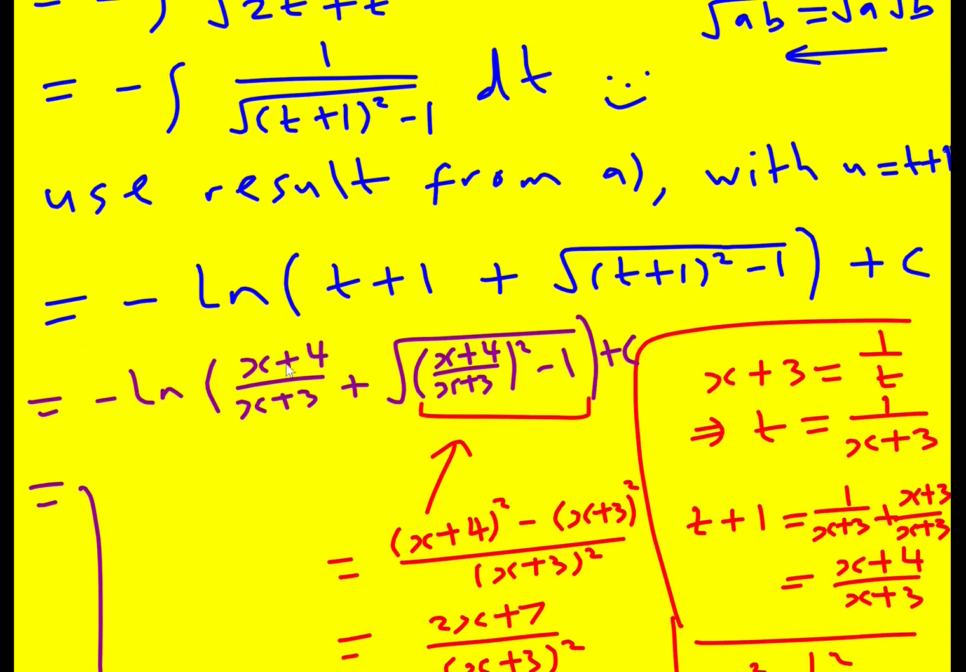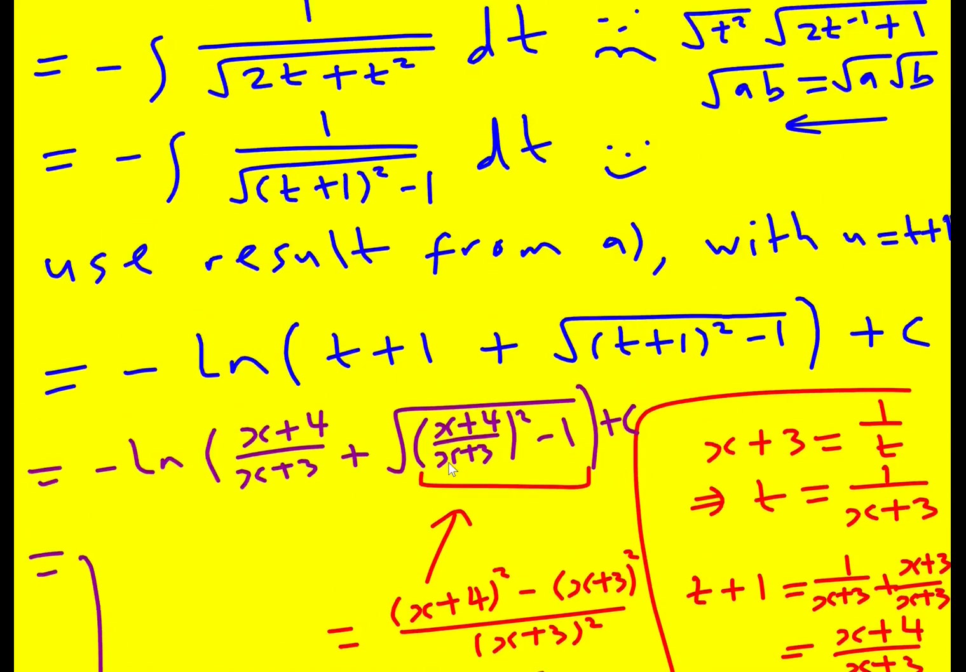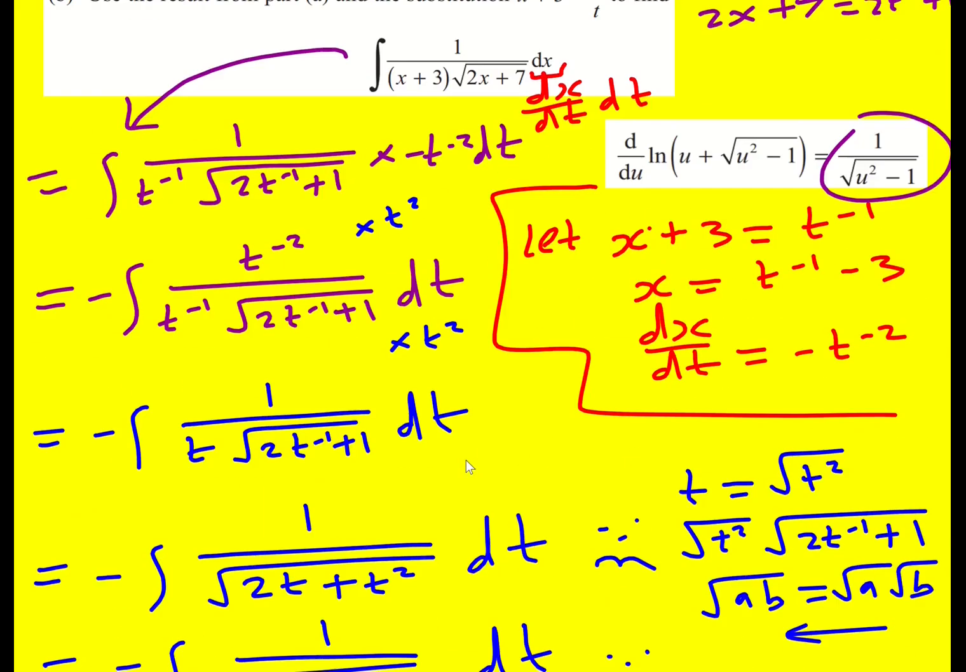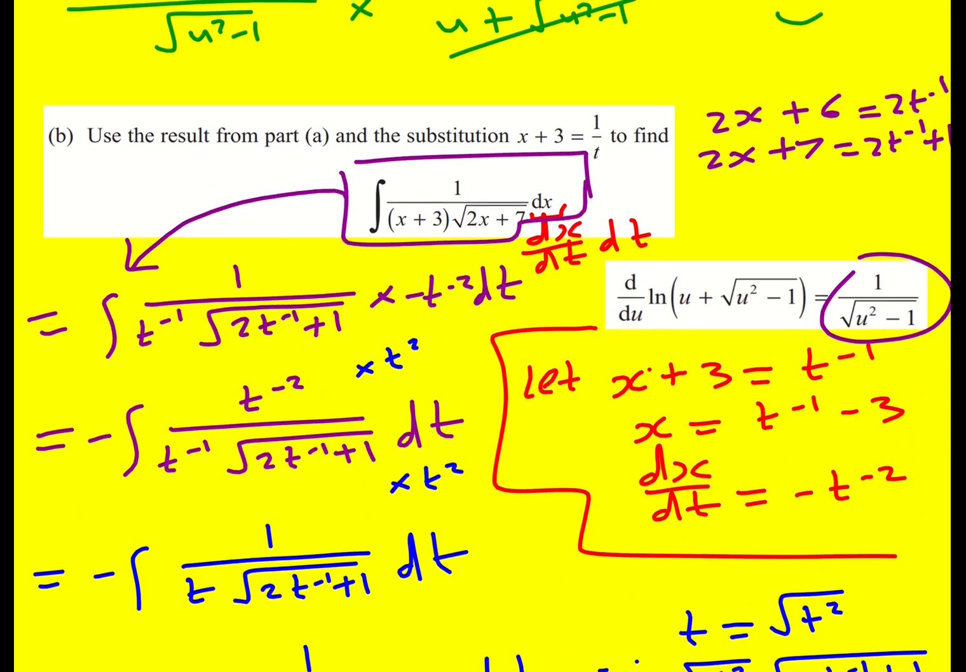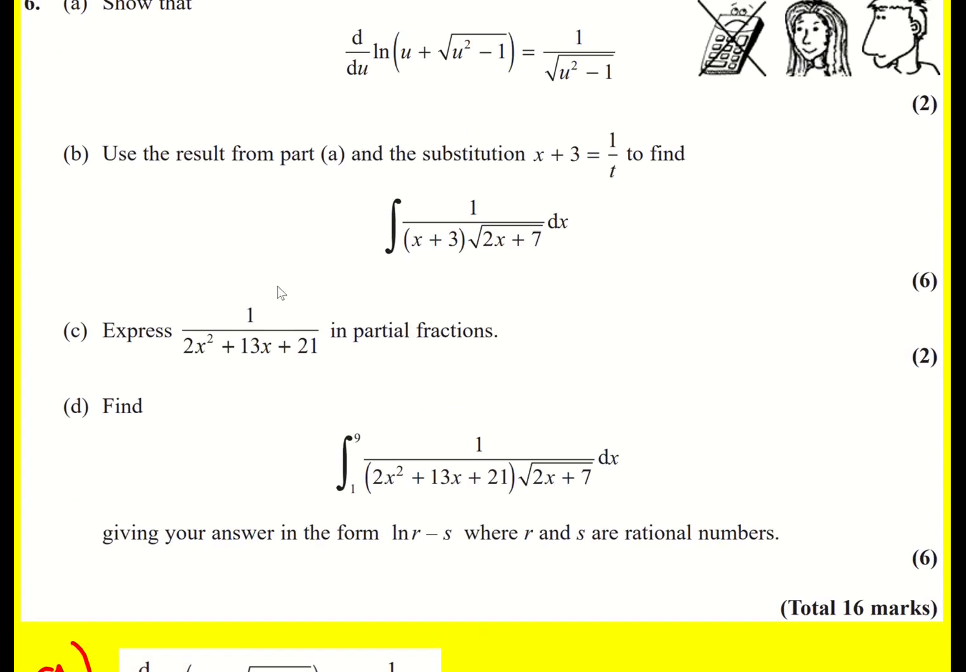I think you could leave it, even if you didn't combine these together and you'd left this as 1 over x plus 3 plus 1. That's okay. It's just going to be harder to deal with later on. So that's our answer to this integral. That's two parts of this question done.